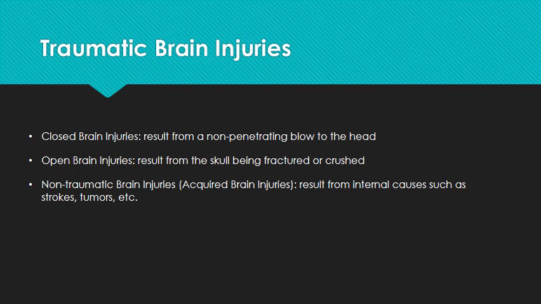There are three types of brain injuries. The first is a closed brain injury, which results from a non-penetrating blow to the head. The second is the opposite, an open brain injury, which results from the skull being fractured or crushed. And the third is a non-traumatic brain injury, also known as an acquired brain injury, which results from internal causes such as strokes, tumors, etc.